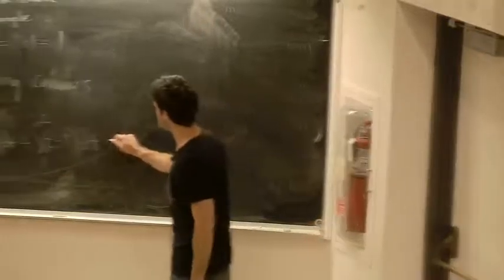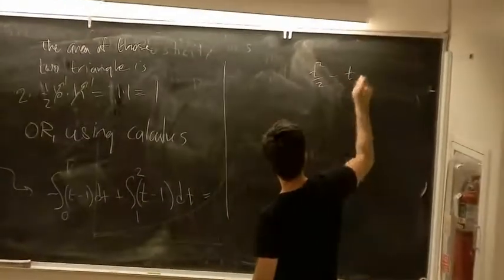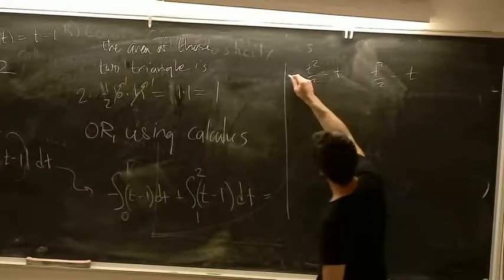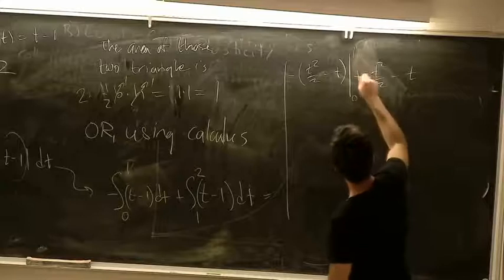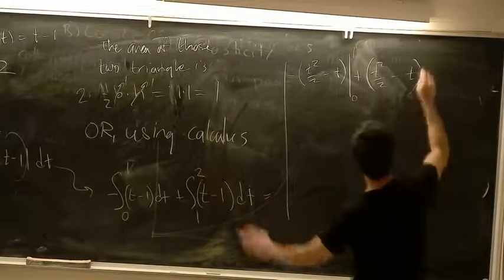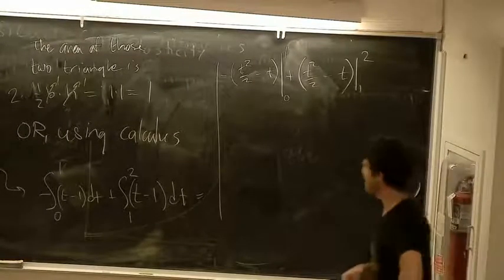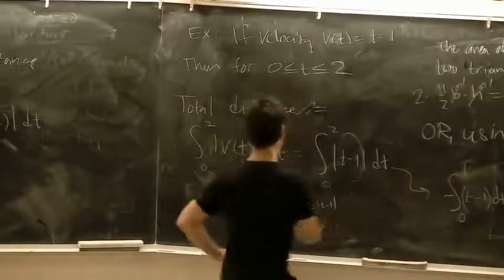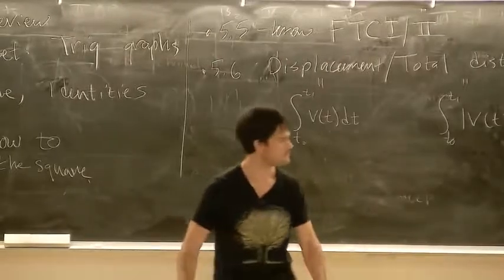So that would be an example of a total distance calculation. You might notice, here, let's just see what this is. This integral is t squared over 2 minus t. Same with this one, t squared over 2 minus t. But we'll have to put a negative sign in front of this one and evaluate from 0 to 1. And then this one gets evaluated from 1 to 2. And if you go ahead and do that calculation, you'll get 1, just like we did when we did the areas.